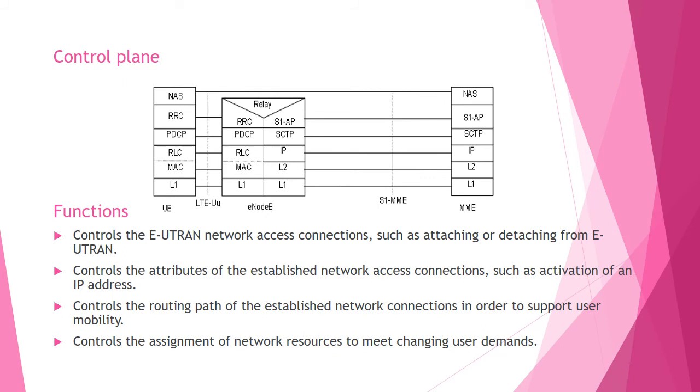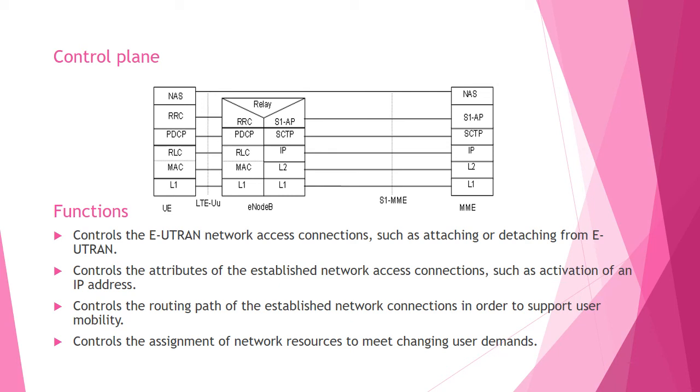The control plane is used to control the signaling messages between the EUTRAN and the EPC. The control functions it provides: it can control the EUTRAN network access connections, that is, attach or detach from an EUTRAN. It can establish the network access connections by activating an IP, and it can control the routing path of the established network connections by providing mobility to the user. It can assign the network resources as per the user's requirements. Whatever the user demands, it provides the required resources for that particular user.